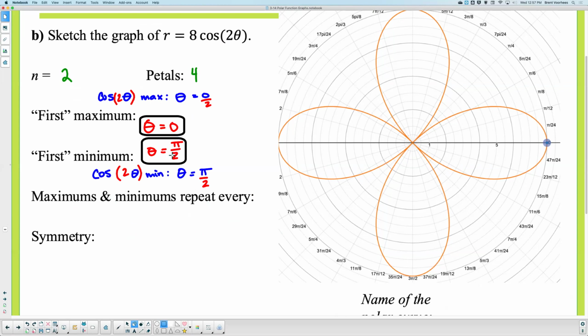How often do they repeat? Well, you'd subtract one from the other. What is pi over 2 minus 0? Pi over 2. They repeat every pi over 2. That was easy math. That's nice.